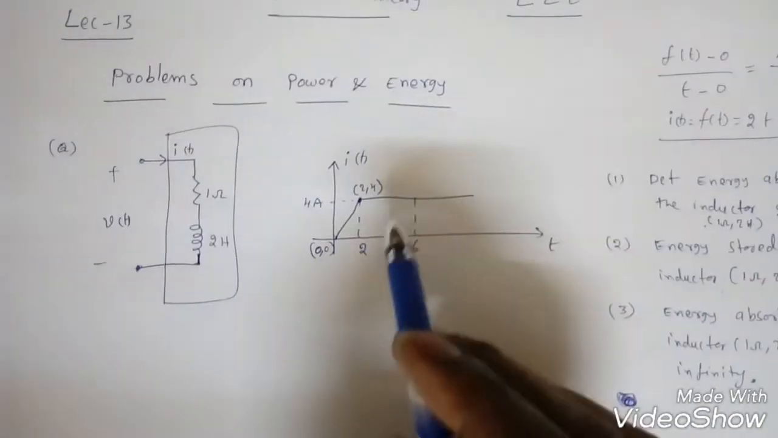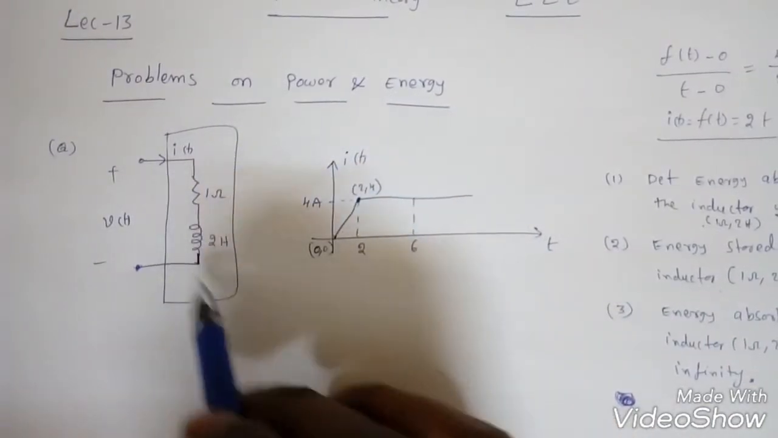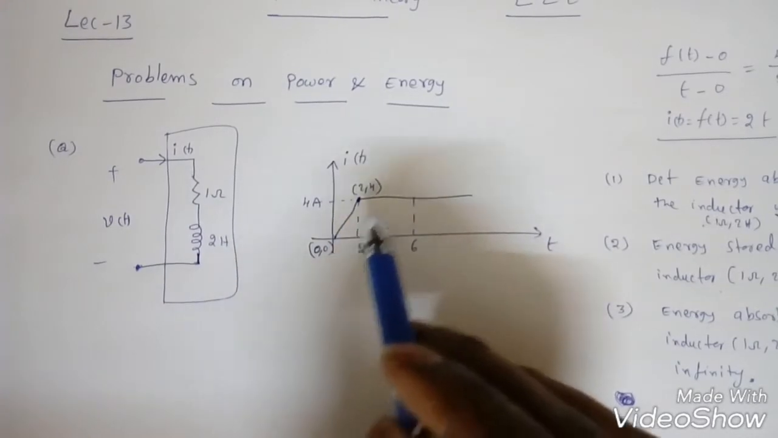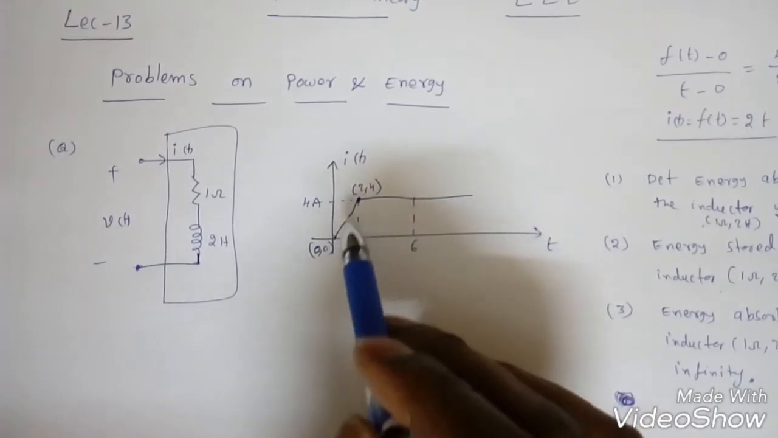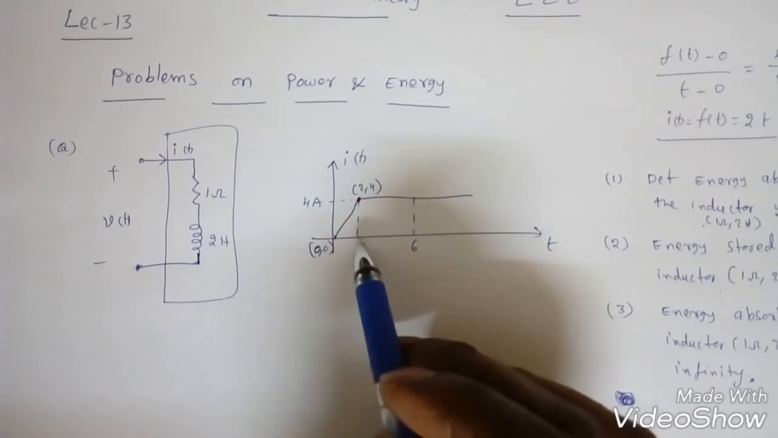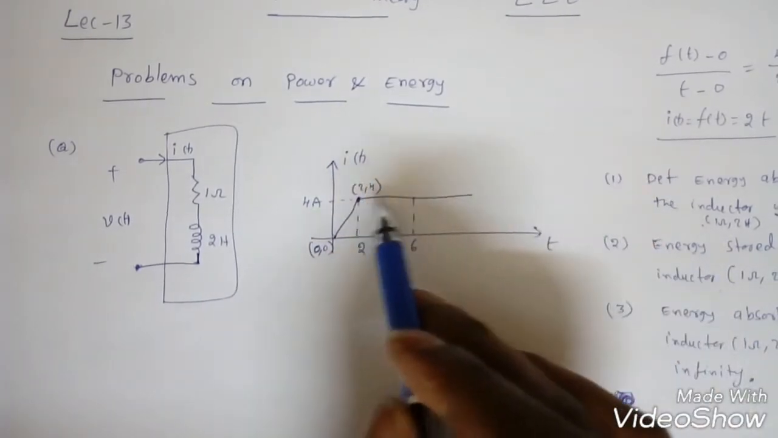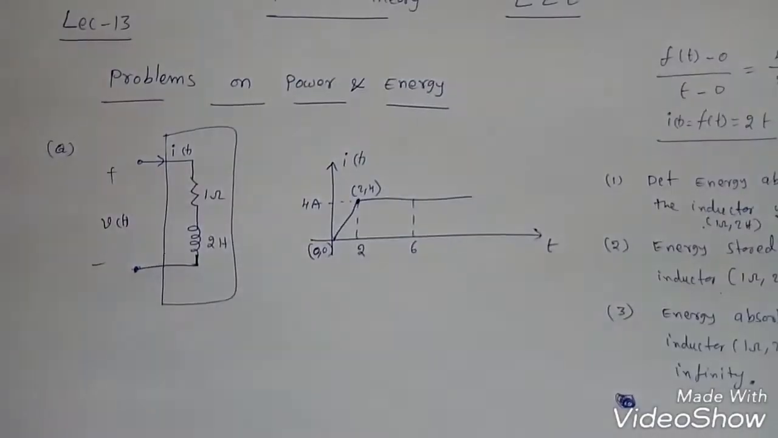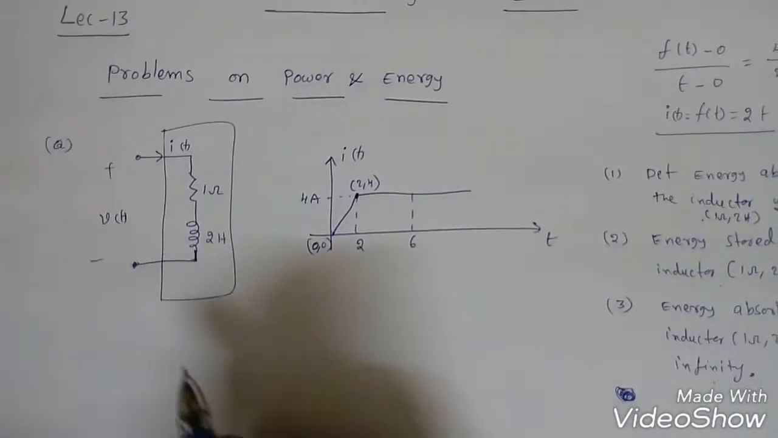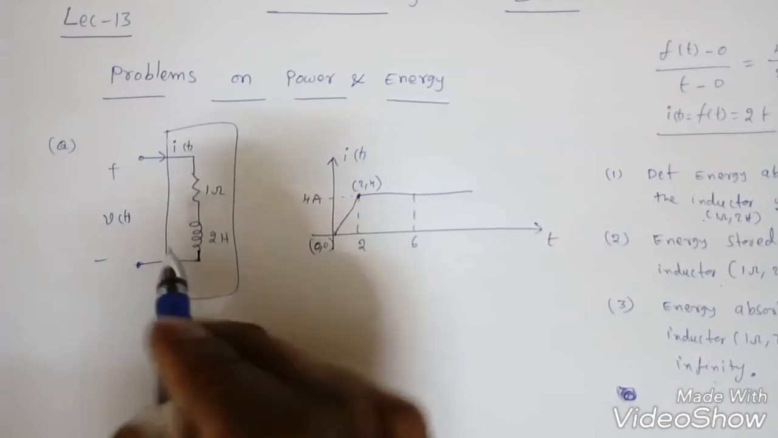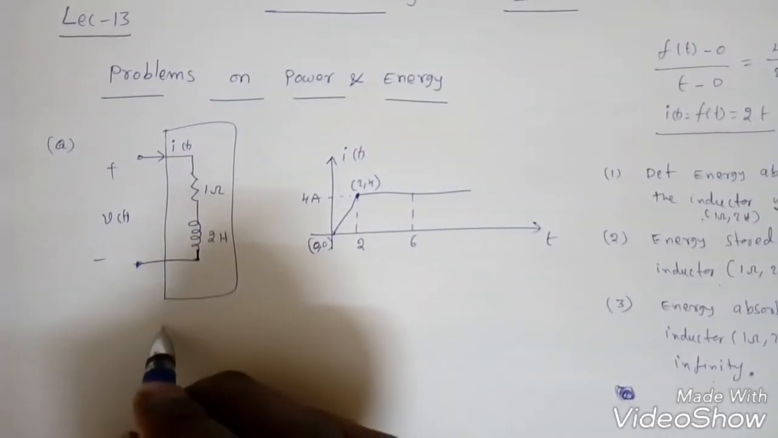Now this is the current flowing through the total inductor. That means from 0 to 2 there is a change in current, and then from 2 to infinity it is fixed at 4 ampere. Now how to solve this one? It contains a resistor and an inductor, so first we will find the energy across the resistor.